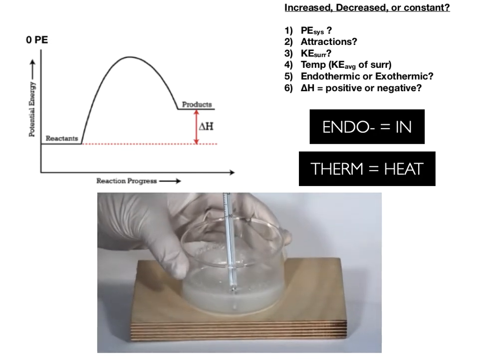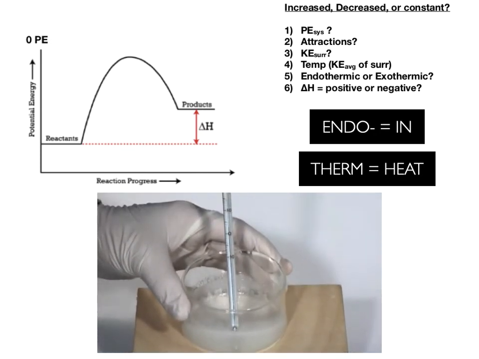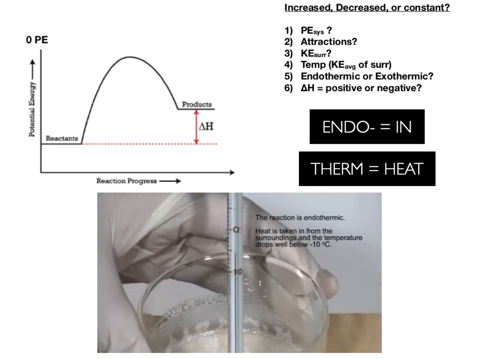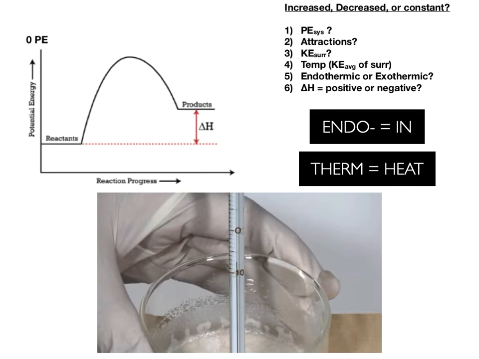Since the kinetic energy of the surroundings decreases, the temperature, the average kinetic energy of the surroundings, must also decrease. Because heat has effectively been absorbed into and by the system, we call this an endothermic process, and the change in heat energy, delta H, is positive for our system.